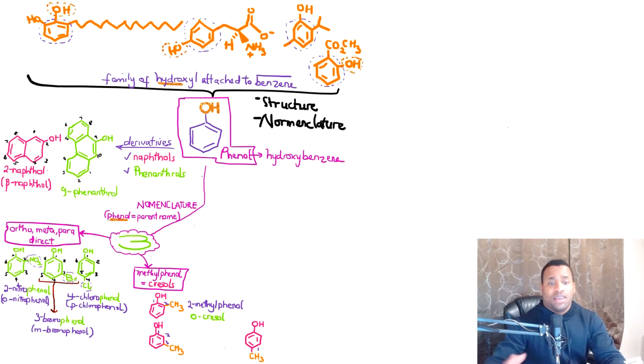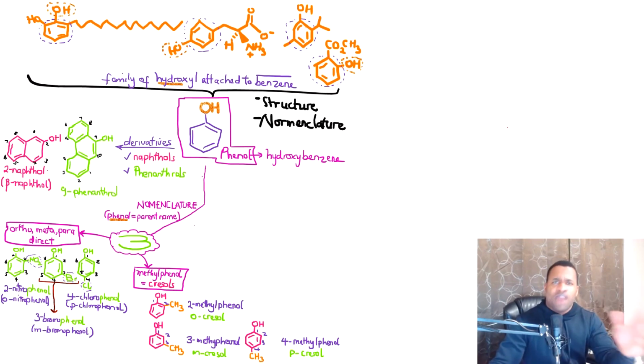And the next one is that the methyl group is attached to carbon number 3, we can call it 3-methyl phenol or meta cresol. And then finally, we have the methyl group attached to carbon number 4, in this case 4-methyl phenol, and it is called para cresol.